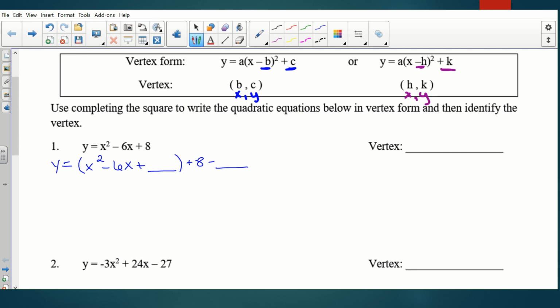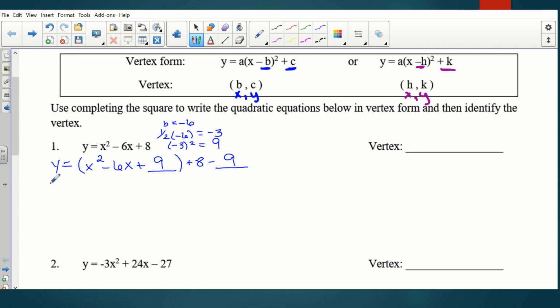Okay, so what is that value that we're going to fill in? Well, let's look at our B. So B is negative 6. I'm going to half this value to get negative 3. Then I'm going to square negative 3. And I get 9. So 9 being a perfect square, I'm going to put that into the space provided, and I'm going to work with it.